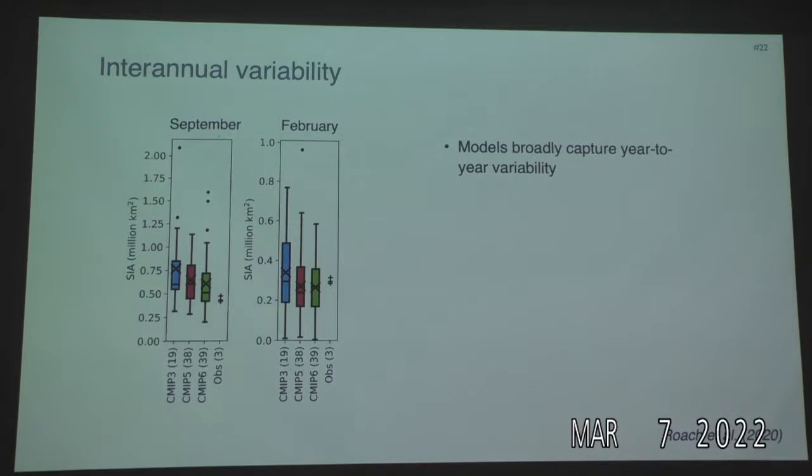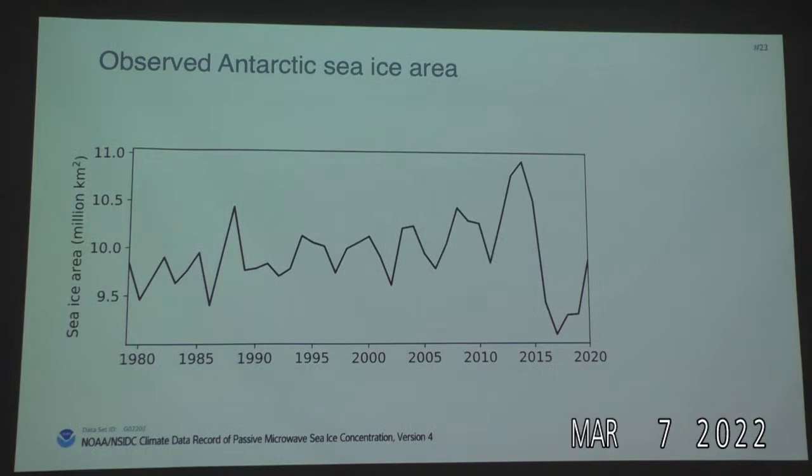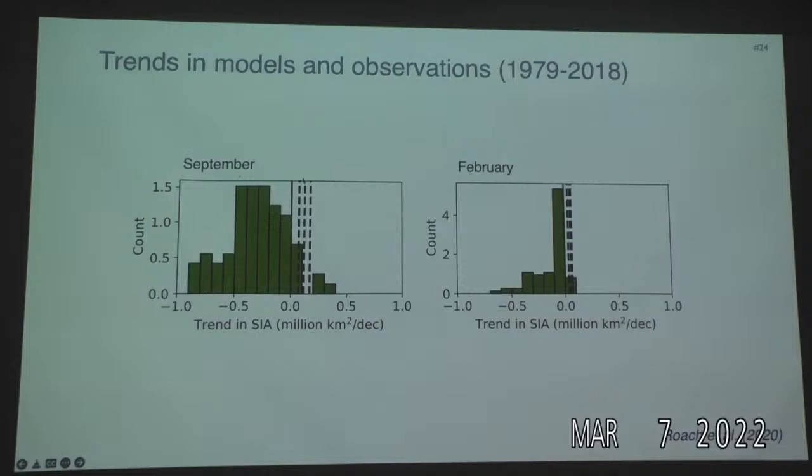And then what has interested the sea ice community for a long time is the trends in Antarctic sea ice area. So as a reminder, here is this full time series. And for our model observation comparisons, we use 1979 to 2018. So over this period, the trend is slightly positive, but it's not statistically significant. And the trends from the three observational products here are shown as black dashed lines versus a histogram of the models in green. And so the observations are right on the edge of the histogram of all of these sea ice area trends in both September and February.